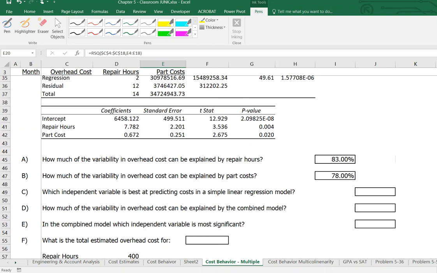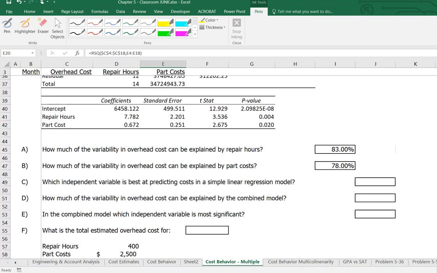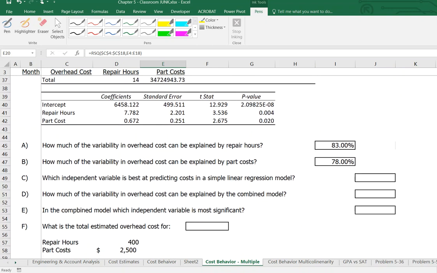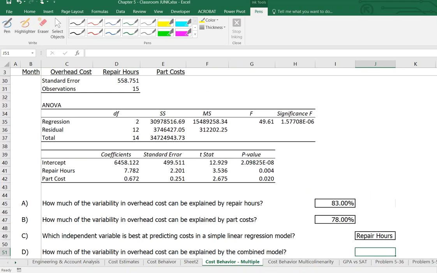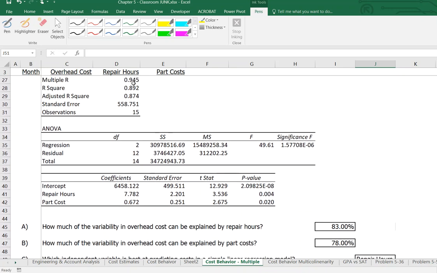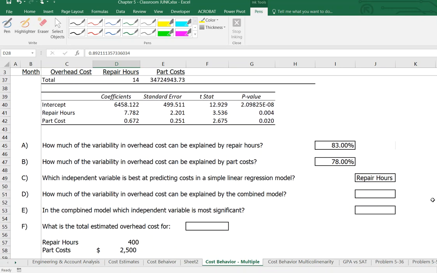Which independent variable is best at predicting in a simple linear regression? Well, our best predicting variable in the simple linear regression was our repair hours. It had the higher R square. How much of the variability can be explained by our combined model? That was our R square for our multiple linear regression. Our R square for our multiple linear regression was 89.2. So 89.2% can be explained.